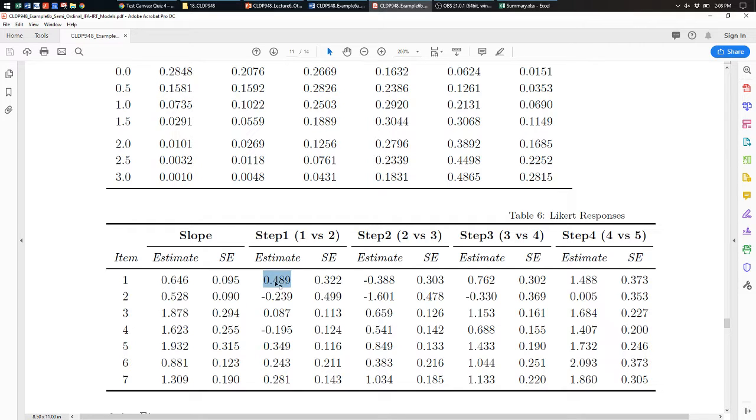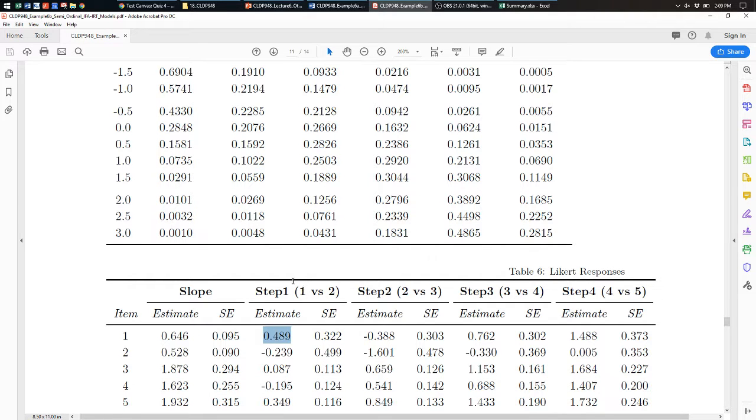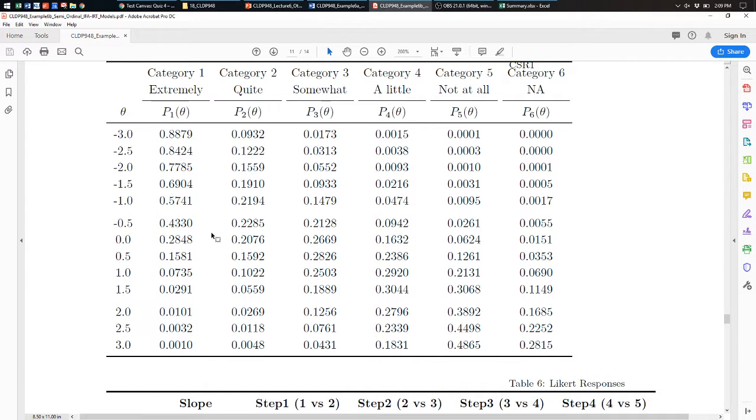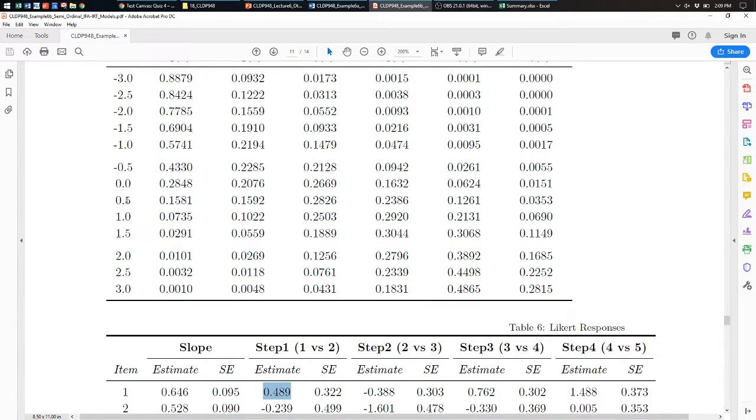So I can also interpret the steps, for example, category 1 versus category 2. The step parameter is 4.5. So in theory, the predicted probability for category 1 versus category 2 will be the same when theta equals 0.8. So we can look at the predicted probability for category 1 and category 2. Looking at theta equals 0.5, they have almost the same predicted probability of choosing category 1 and category 2. So this is what the step means: the location of the trait where you are more likely to choose the higher category versus the lower category.